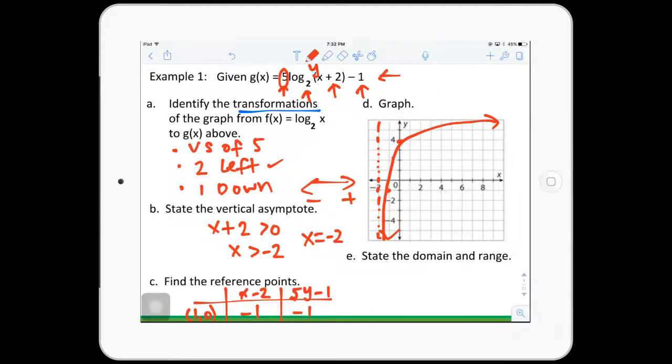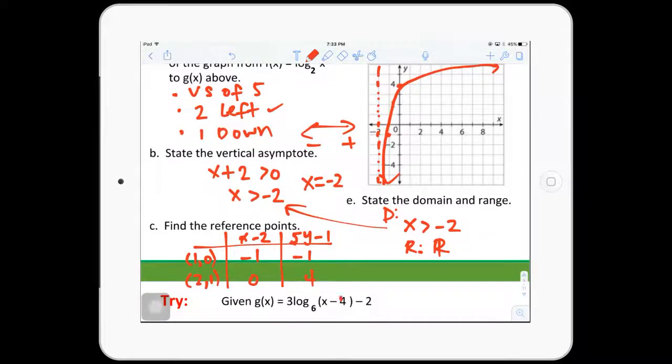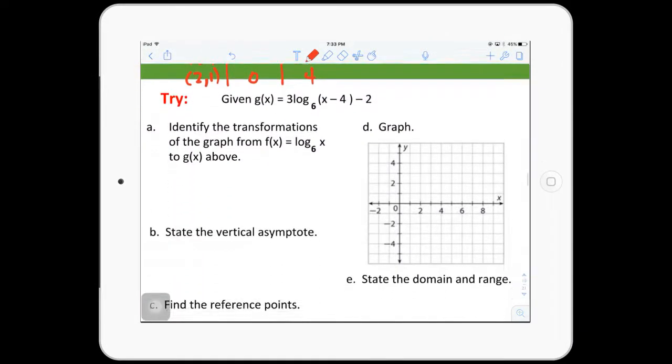Last thing is state the domain and range. So as we know, the domain is going to be based on here. We actually already did it. So x is greater than -2, and the range, so this is the domain, and the range is going to be all reals for all logarithm functions. And that is the end of the problem. And we're going to try another one.